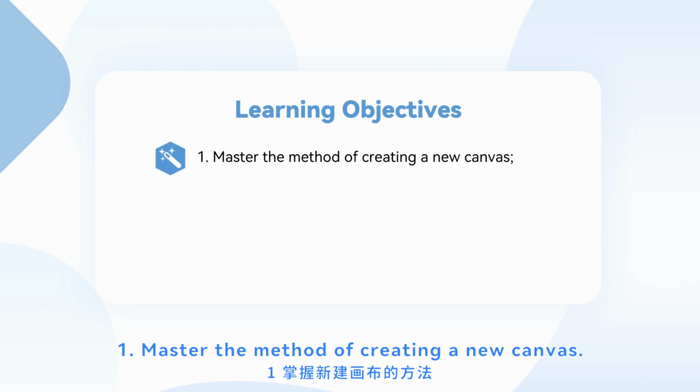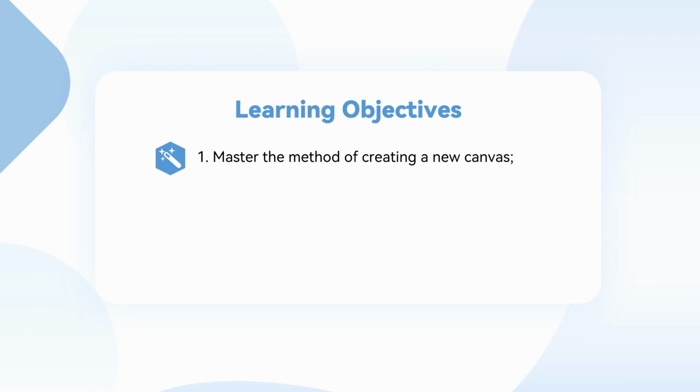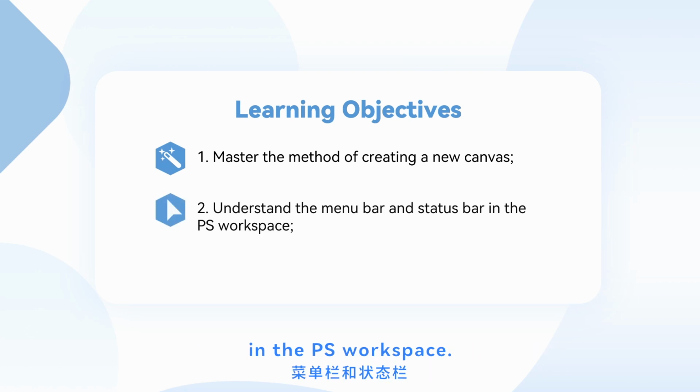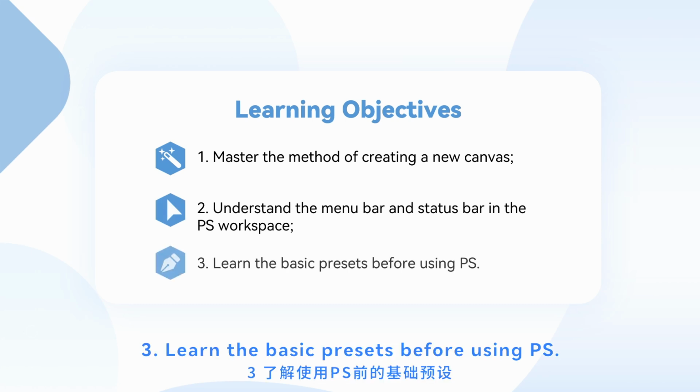The learning objectives for this lesson are: 1. Master the method of creating a new canvas. 2. Understand the menu bar and status bar in the PS workspace. 3. Learn the basic presets before using PS.